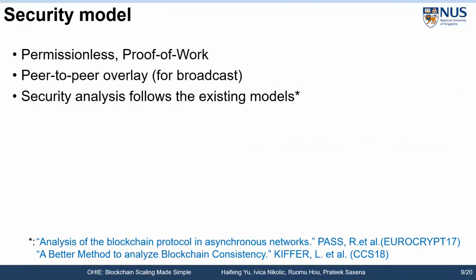For the security model, we use the same one as Nakamoto consensus. We consider the permissionless setting with proof of work. We assume that honest nodes form a well-connected synchronous overlay network so that an honest node can broadcast a block of fixed size within some amount of delay. For the security analysis, we follow the formal framework in CCS 18 and Eurocrypt 17.